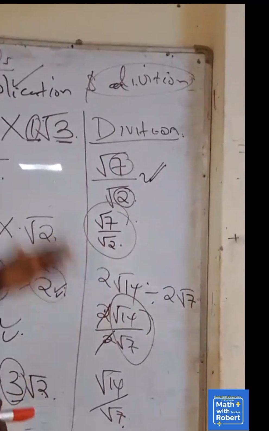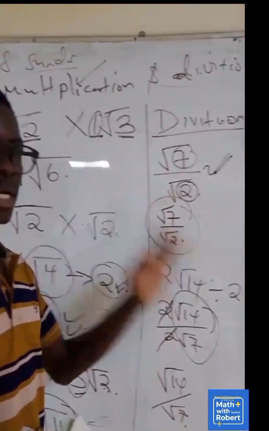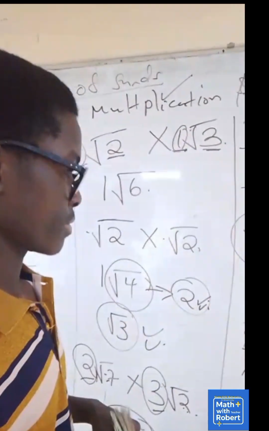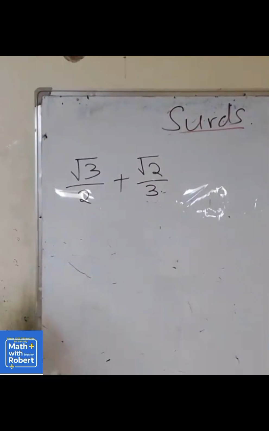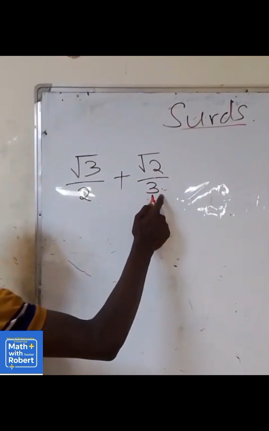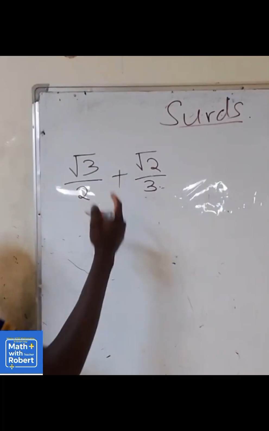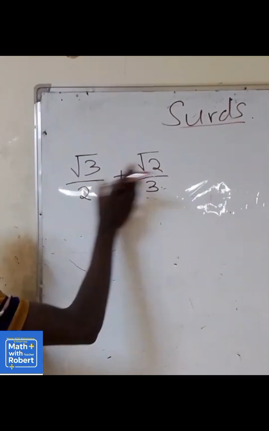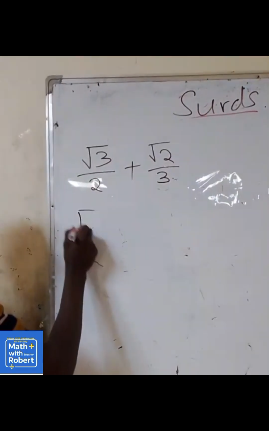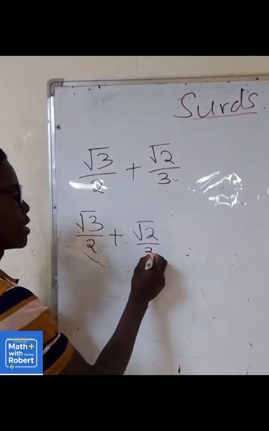So we are going to move to the combination of addition, subtraction, division, and multiplication. So let us move to that. So let us look at this example. We have surd 3 over 2 plus surd 2 over 3. So it's a combination of division and addition. So these are fractions. So we treat these questions as any other fractions. So this is surd 3 over 2 plus surd 2 over 3.